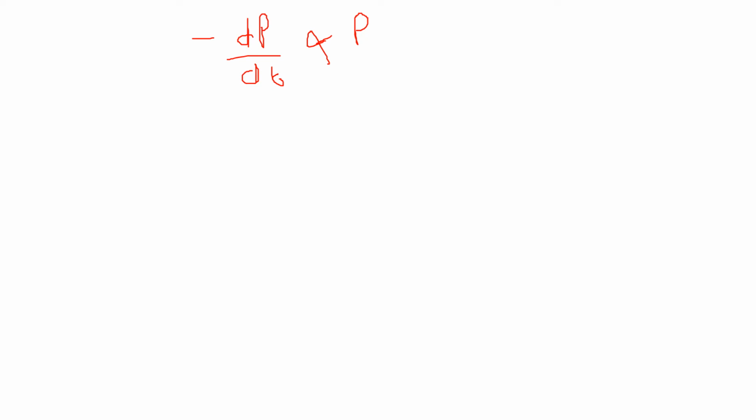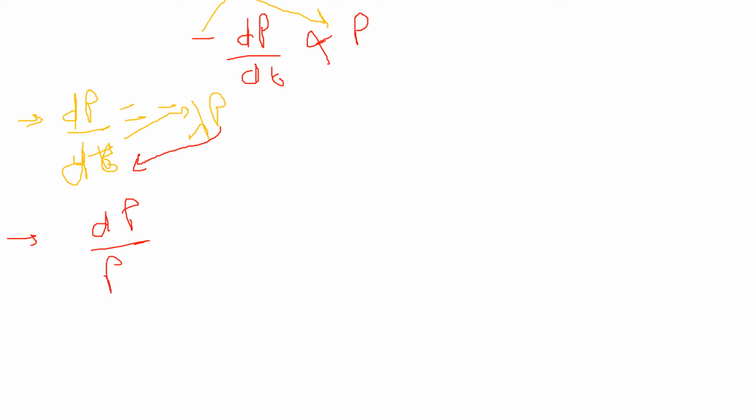So we can first simplify this by sending the negative sign on the right and removing the proportionality constant, which will give the equation as dP by dt is equal to minus lambda P. Okay, lambda is decay constant. So we can send P to the denominator and we can send dt to the numerator of RHS. So now the equation will look like this: dP by P is equal to minus lambda dt.